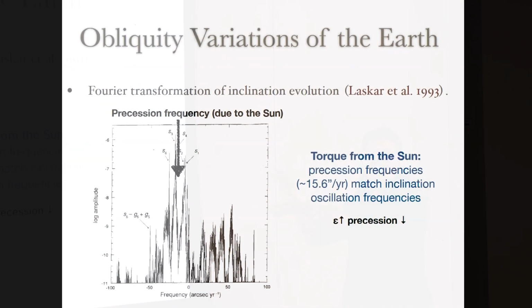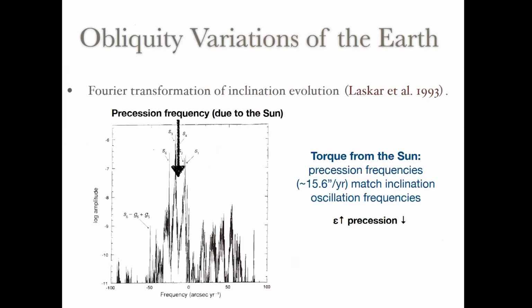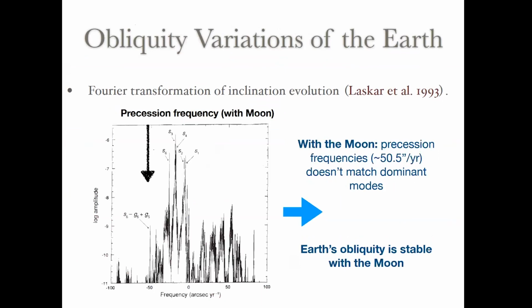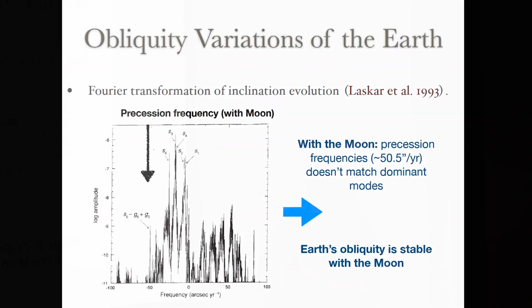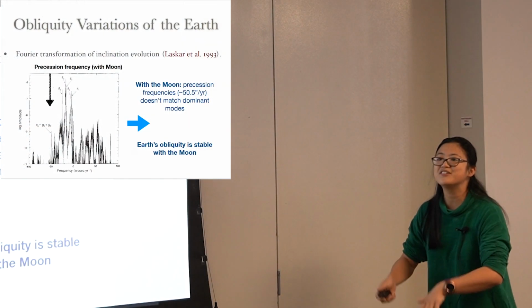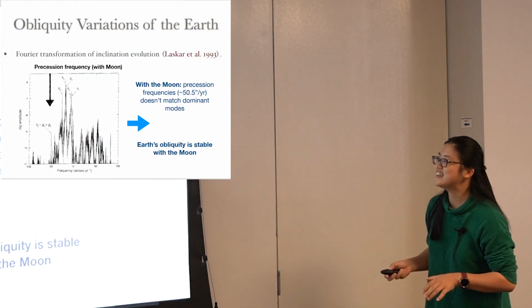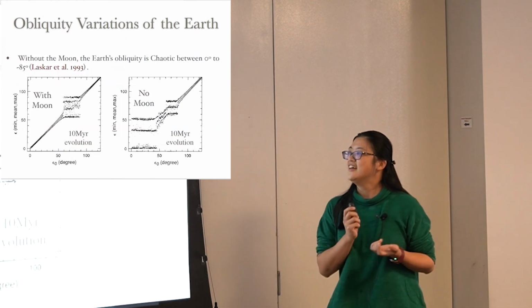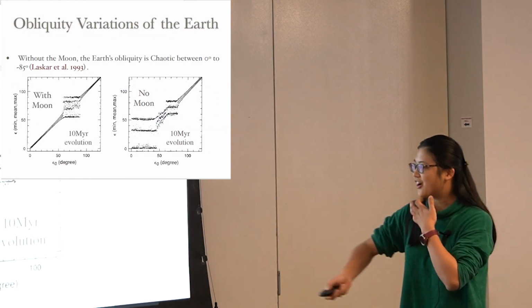So the question is, what is missing in this picture? Moon. Yeah, exactly. So we're missing the Moon. Now, adding the Moon, we can see the Moon is also torquing the Earth's spin axis and making it precess faster, away from the forcing frequencies. So this actually detunes the spin-orbit resonances and allows the Earth to have stable obliquity. So this agrees with numerical calculations.